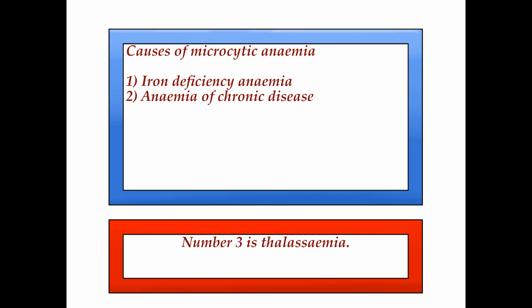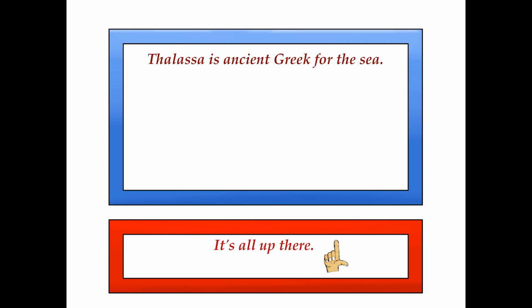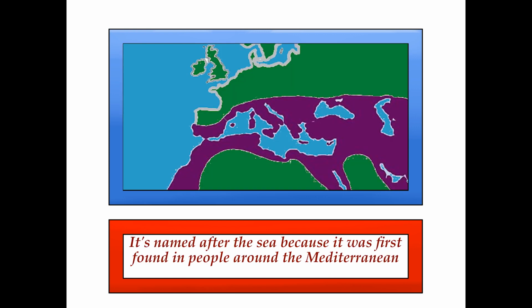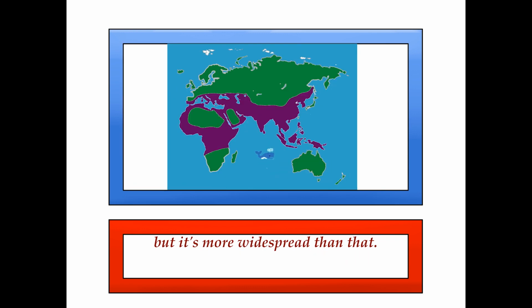Number 3 on the list is thalassemia. The only thing people really remember about thalassemia is that it comes from the Greek word thalassa, meaning the sea, and that's because it was first classified in people who lived around the Mediterranean Sea. Though in our modern, less Eurocentric world, it's important to know it's much more widespread than that.